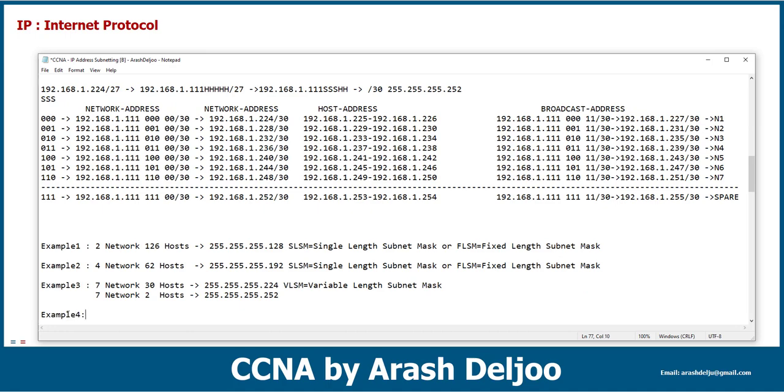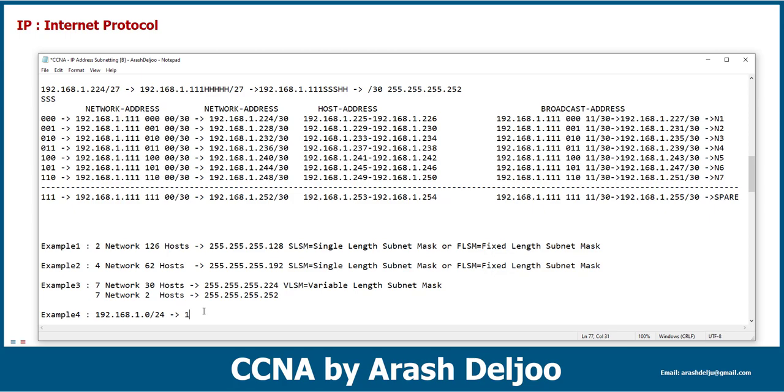Example 4. Okay, this is the last example about subnetting in this video, but it's so important for understanding all of this exam. Look at here, again we have the same network, for example 192.168.1.0/24. It's not so important, but we need to subnet this network with these requirements.